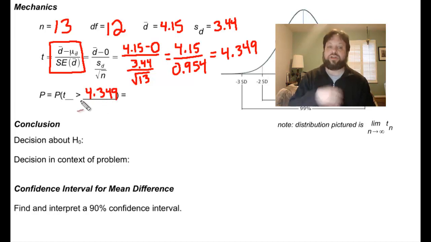All right, so we're going to look at what's the probability that our t-score with 12 degrees of freedom is higher than 4.349. Well, how do you do that?